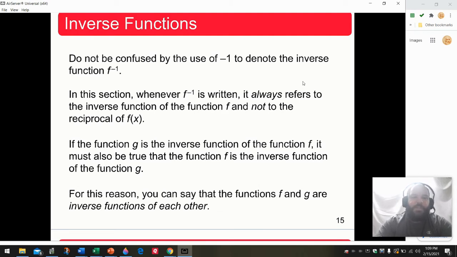It says if the function g is the inverse function of the function f, it must also be true that the function f is the inverse function of the function g. For this reason, you can say that the functions f and g are inverse functions of one another. And that's why they use that notation, f of x and then f inverse of x, because it's denoting a relationship between the two functions, that those two functions will undo each other. And if you recall from the last video, the way that we show that they undo each other is that you compose them together. And when you compose them both ways, you will get the identity function both ways.